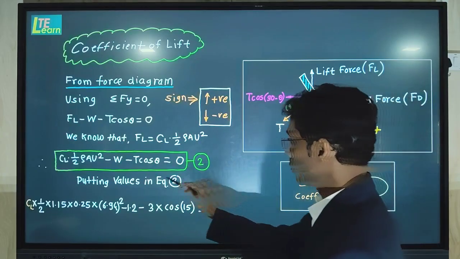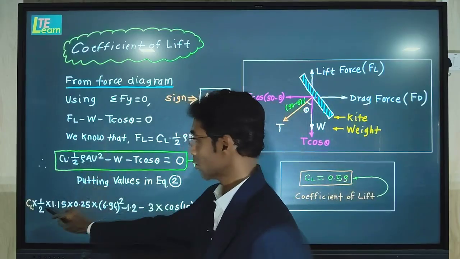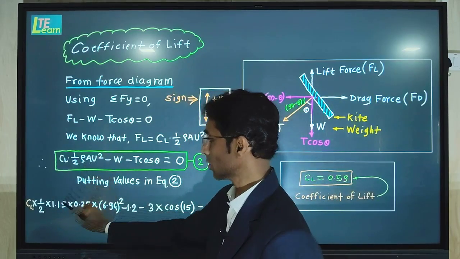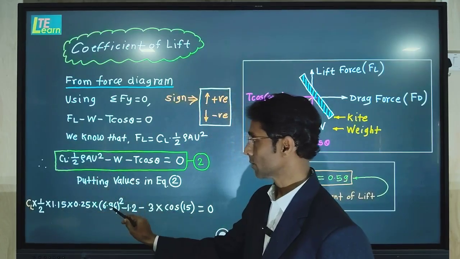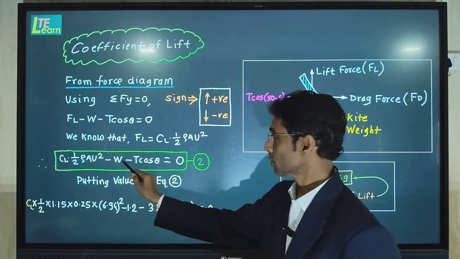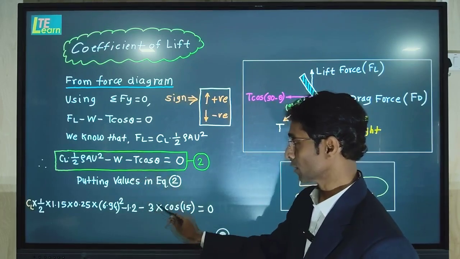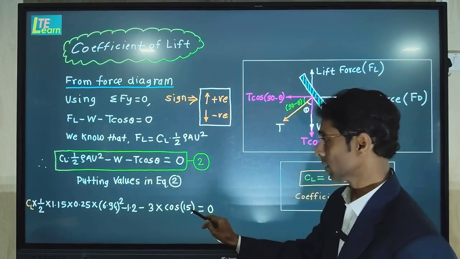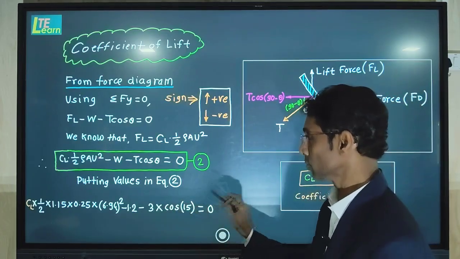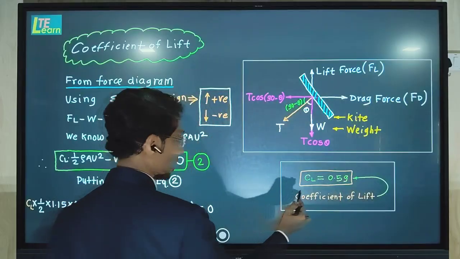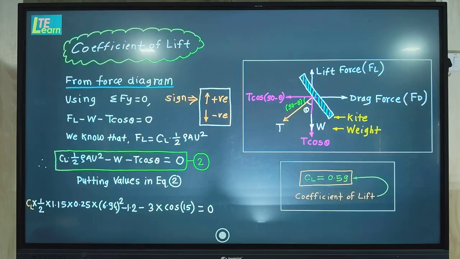Then putting values in this equation, CL is an unknown, into half into value of density of air, value of projected area, value of speed. Then weight of kite is given in Newton, string tension is given in Newton, cos of angle is given with the vertical. Putting all those values and doing the calculation, we get the answer for the coefficient of lift of the kite.